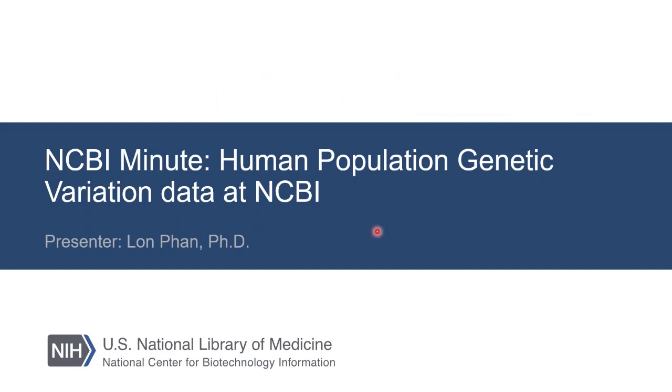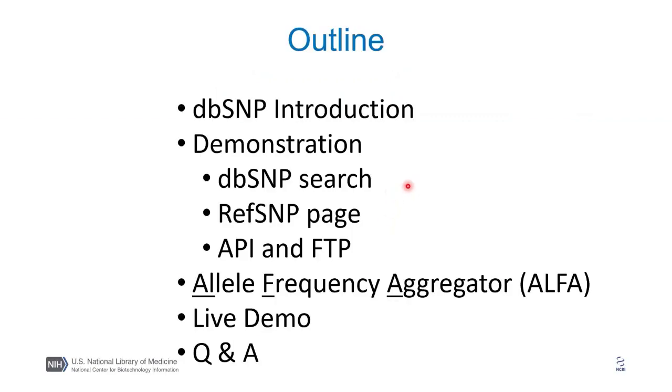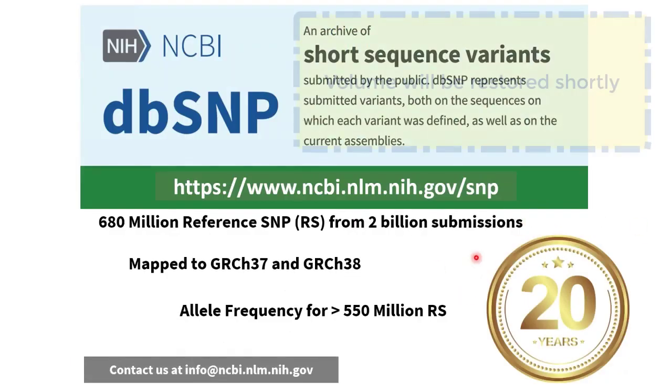Okay, welcome everyone. So these are the topics we'll be covering today. We'll start with dbSNP, and then we'll go into this new project, the Allele Frequency Aggregate or ALFA project, and then we'll do a quick demo on the web and also on the E-utilities API, and then we'll follow with questions and Q&A.